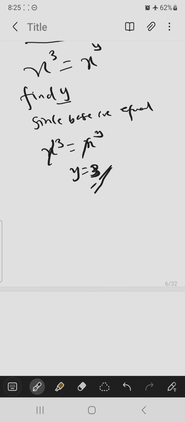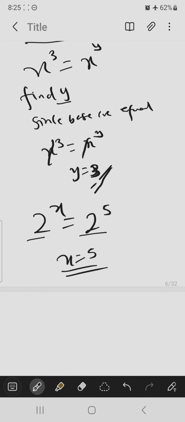Another one is this. Let's say you have 2 raised to power x equals 2 raised to power 5. Since the bases are equal, x equals what? 5. That's the rule. You must be applying this rule and you must know it. Equal base.